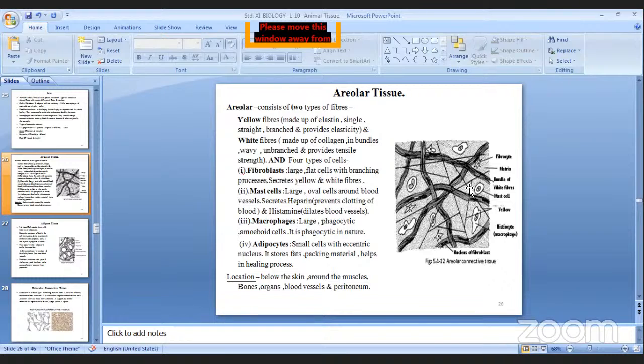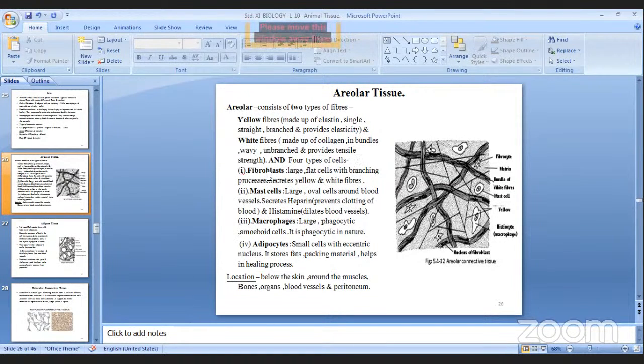And these small cells, you can see, these are known as the mast cells. Okay, now about the fibers, I have told you that they're made up of elastin. They're single, they're straight, branched, and provide elasticity. Whereas white fibers, they're made up of collagen. They are in bundles, they're wavy, they're unbranched, and they provide the tensile strength.